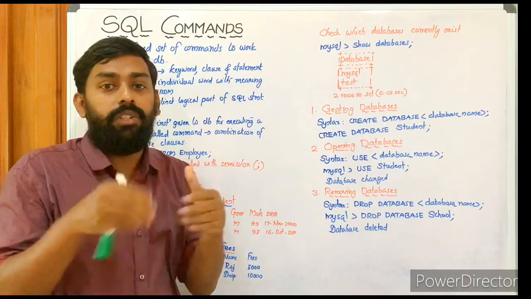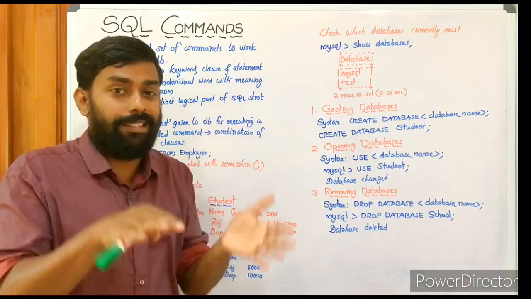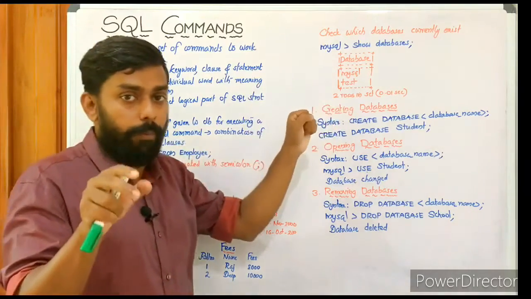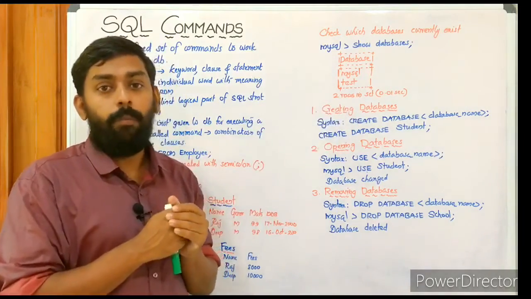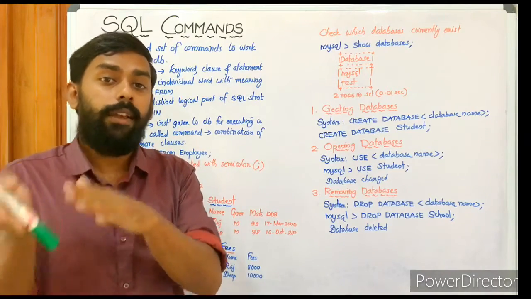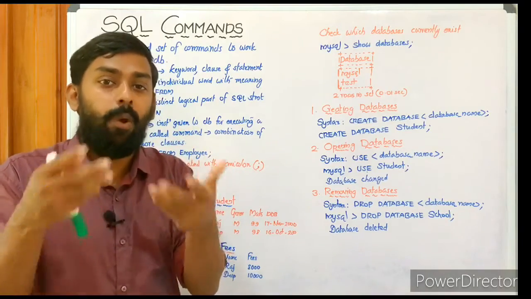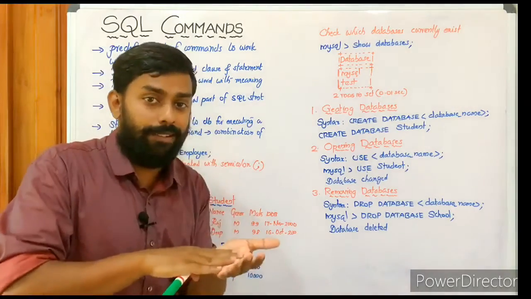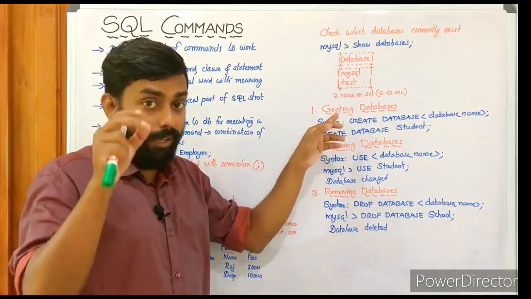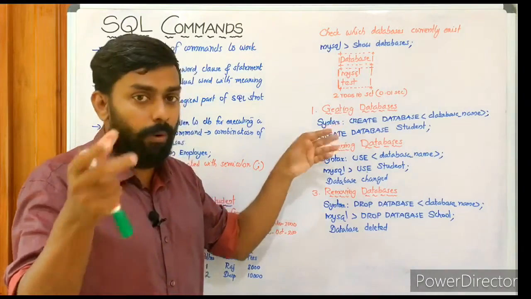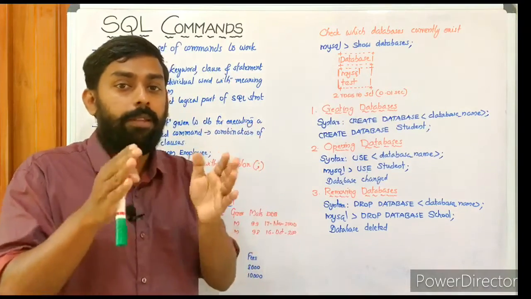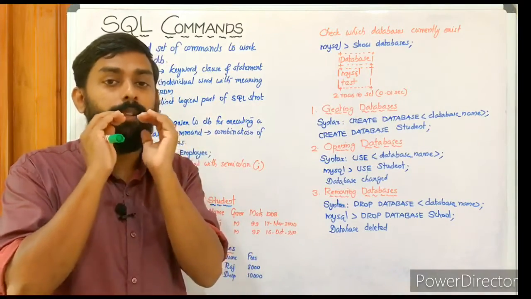Now we have checked which databases exist by applying show databases, semicolon. Now we are heading to the actual implementation: creating databases. Before performing operations on data, you have to store that data in a table. And before creating a table and storing data, you must have a database. So the first step is creating a database. The syntax is the rules and regulations to be followed. That's what syntax is. Create database name, semicolon.